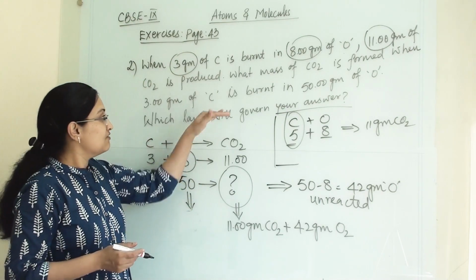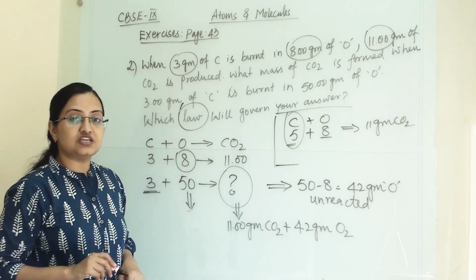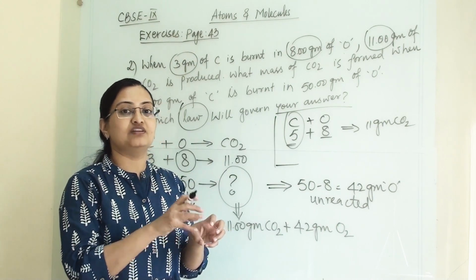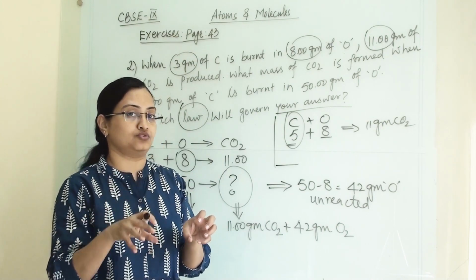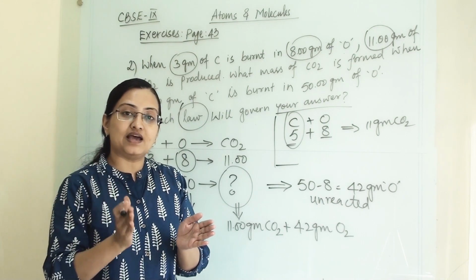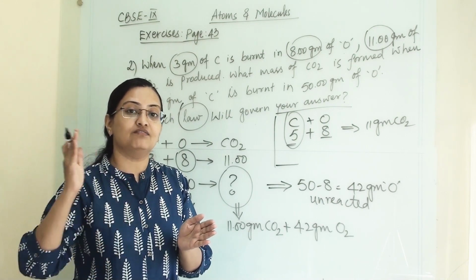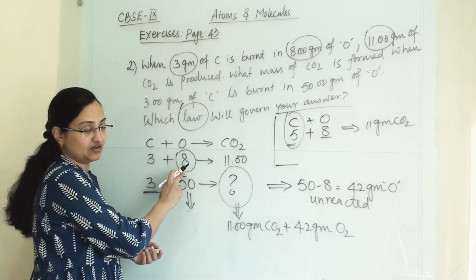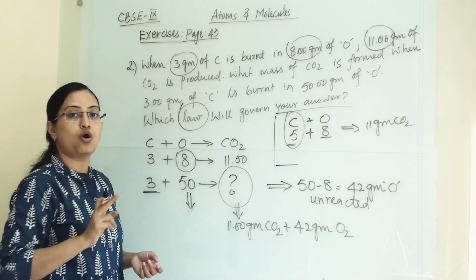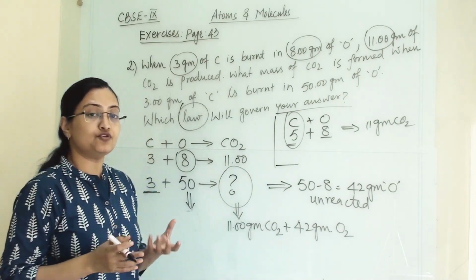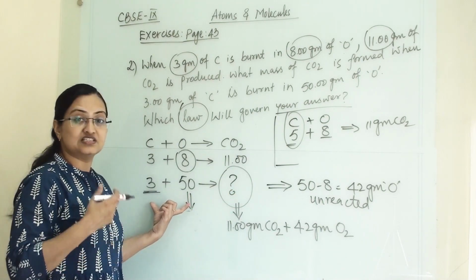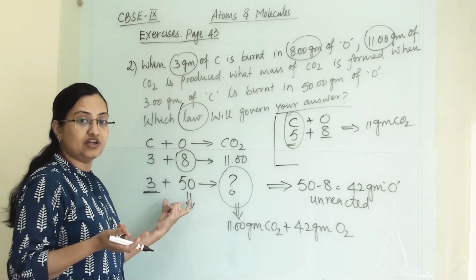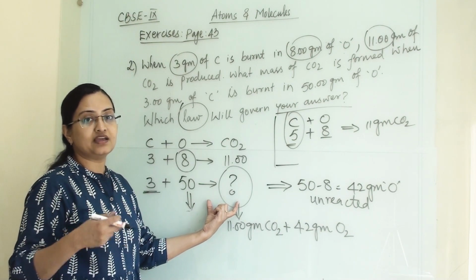That means which law is used here? The law of constant proportion: this much amount of carbon will react with this much amount of oxygen. If you make one element high in amount, then our yield will not become high. It depends upon both elements. So which law is used here? The law of constant proportion. If you want more yield, then we have to make both amounts high simultaneously. Only one amount will not be useful to make the yield high.